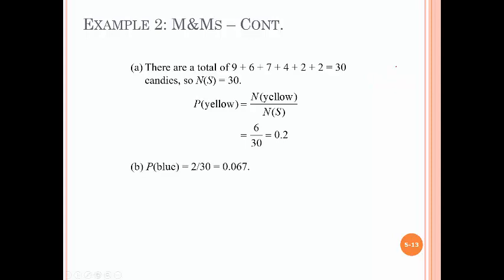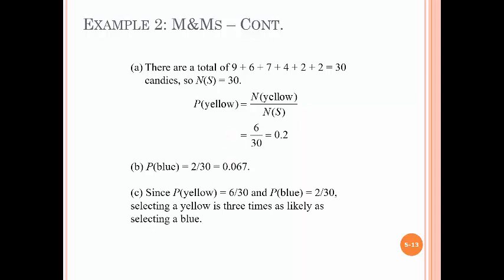Piece of cake. What about the probability that it's blue? There's 2 blue out of 30 candies. 2 divided by 30 gets you 0.067, or you could simplify that to 1 out of 15, and the yellow to 1 out of 5. If it helps to see this: probability of yellow is 6 out of 30, probability of blue is 2 out of 30. To take this 2 to become a 6, you have to multiply it by 3. What this means is that selecting a yellow is 3 times as likely as selecting a blue M&M.